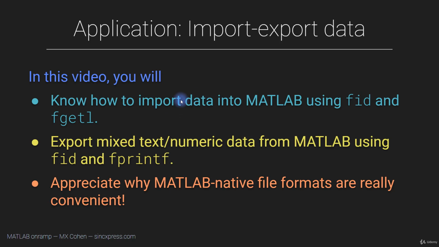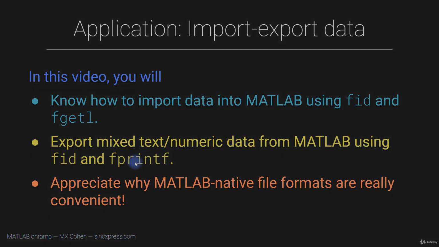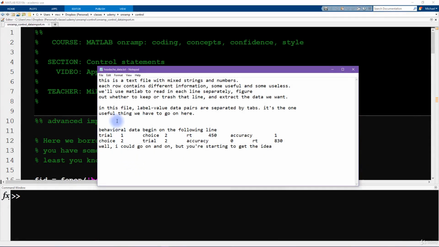You're going to learn several new functions in this video, including fid, file identifier, fgetl, which is file get line, this reads a line from a file, and fprintf, so we're also going to learn how to export data, in particular mixed text and numeric data from Matlab into a text file using fprintf. So I'm going to get started by showing you what the data file looks like.